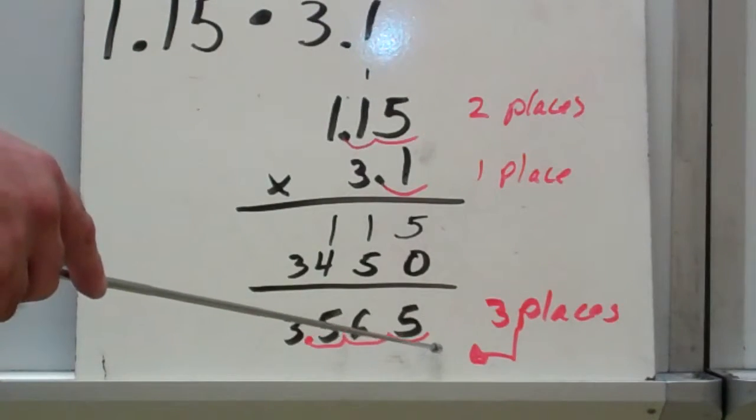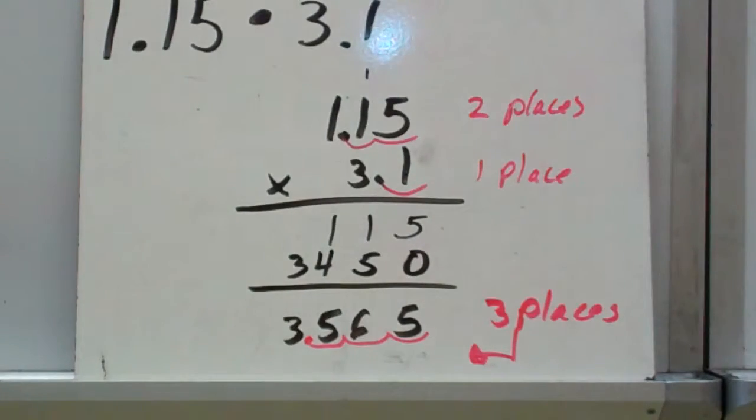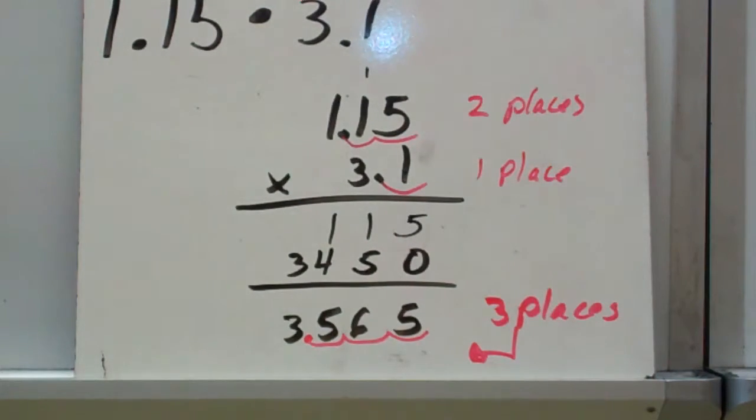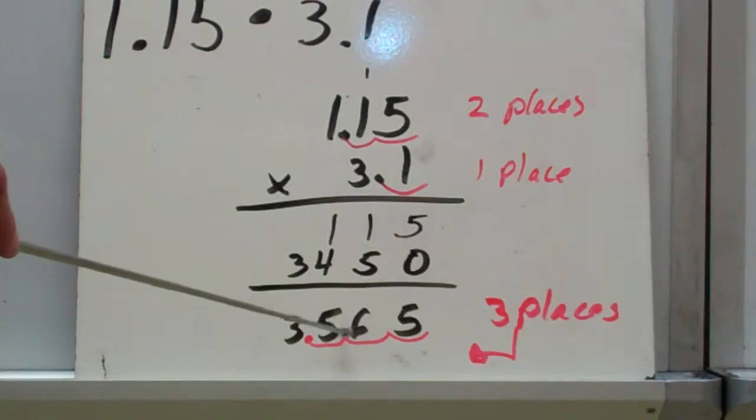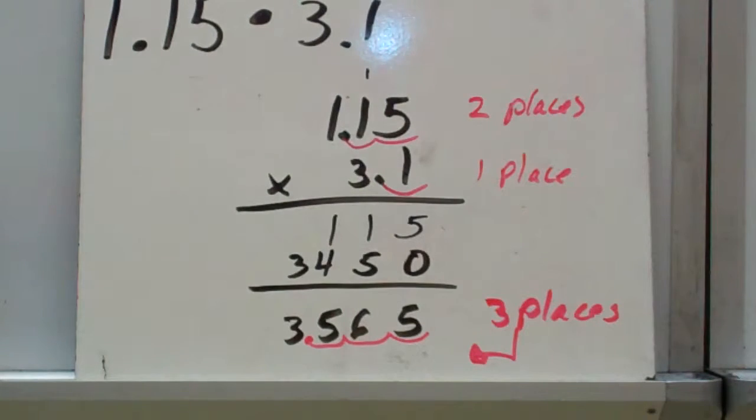So then we start here on the right of the product and move the decimal point 3 places to the left. 1, 2, 3. So we end up with a total answer of 3.565.